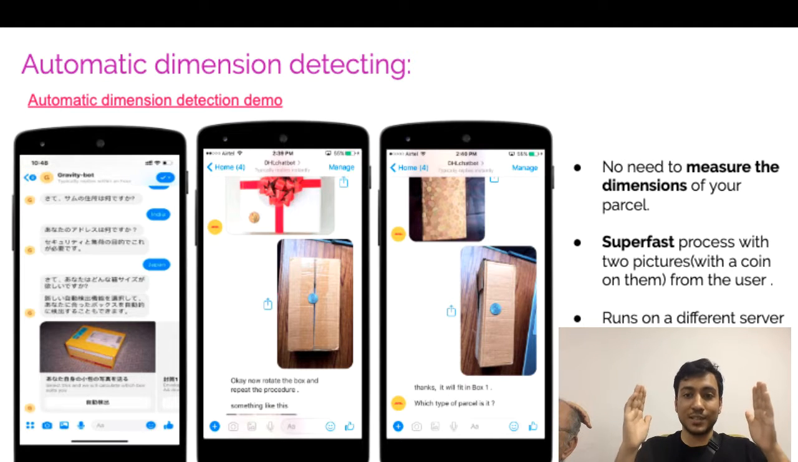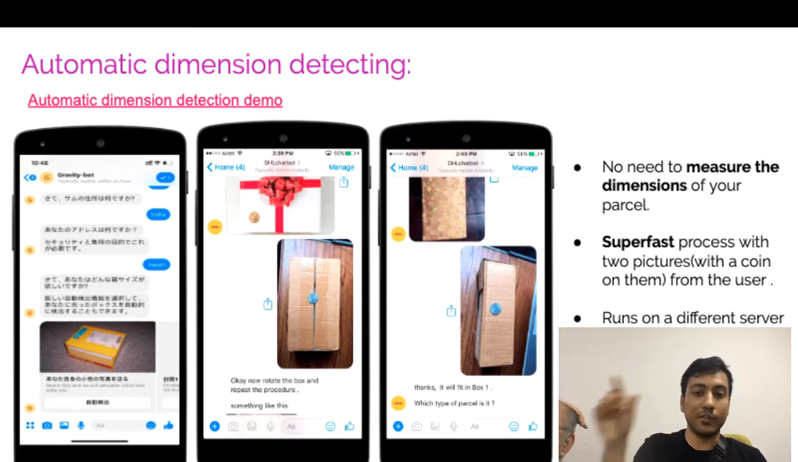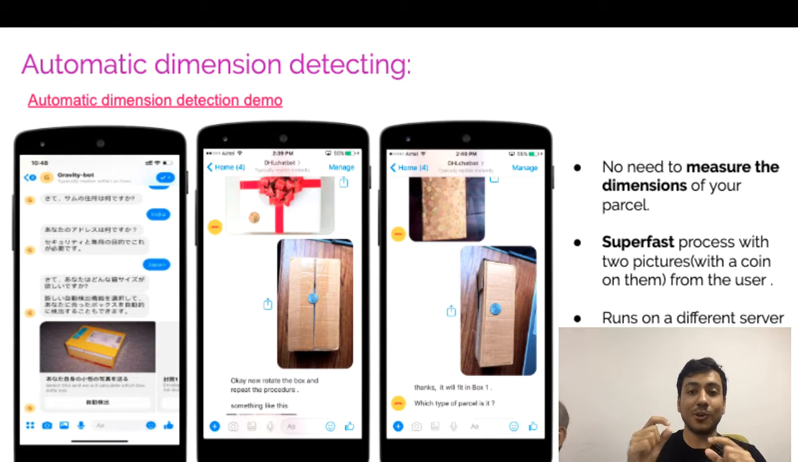Then we can process this whole matrix and see where is the coin, where is the box and where is the table. So if I can see that in 1080 by 1080, almost 700 pixels are giving me a coin, the size of my coin from the camera is 700 pixels, but I know the real size of the coin is 300 pixels. So I know the ratio of difference between the camera coin and the real coin.